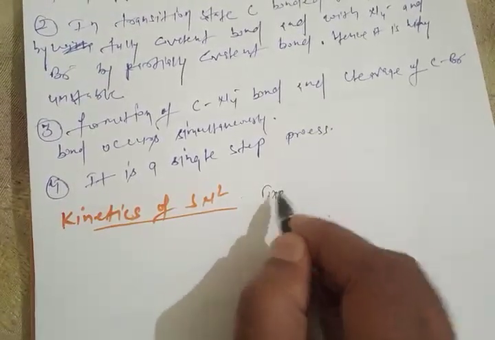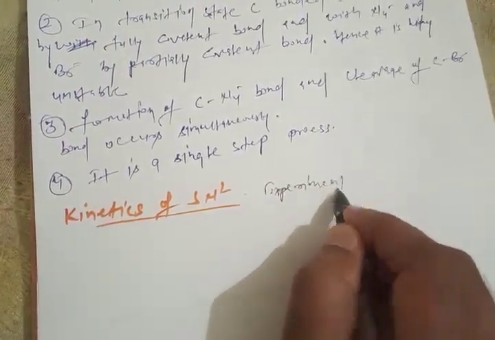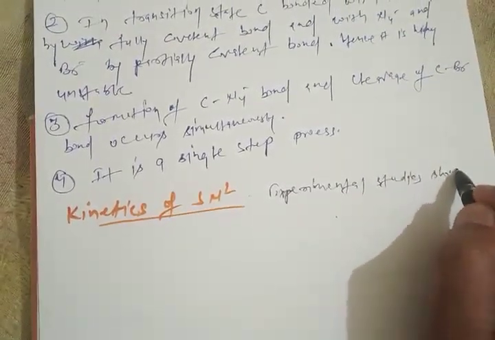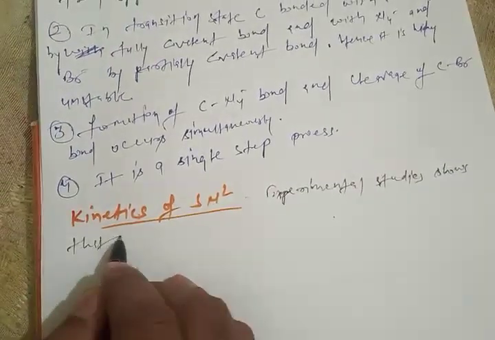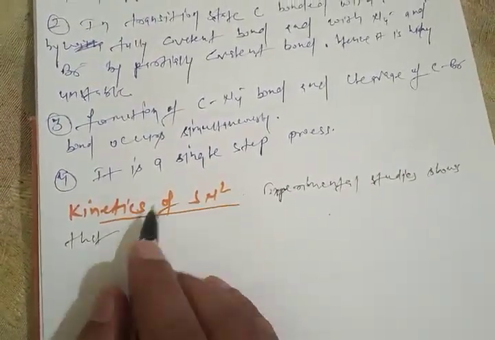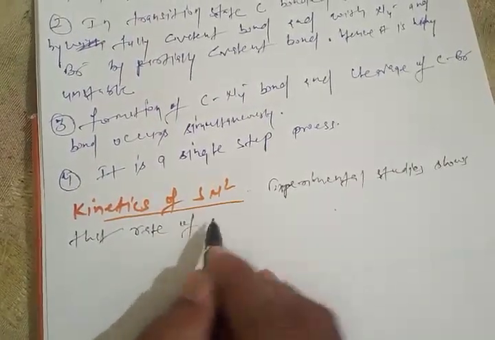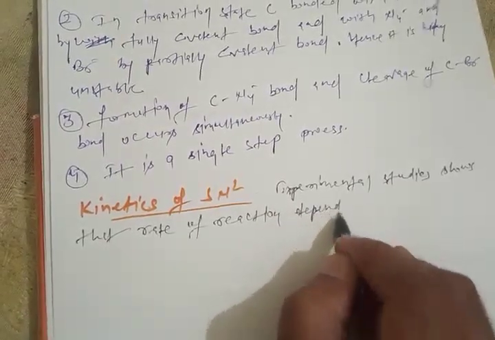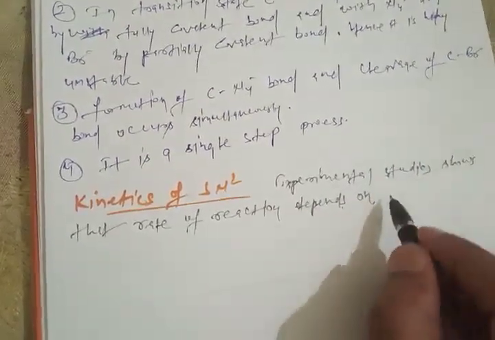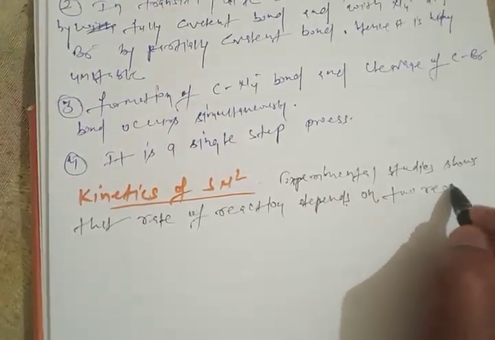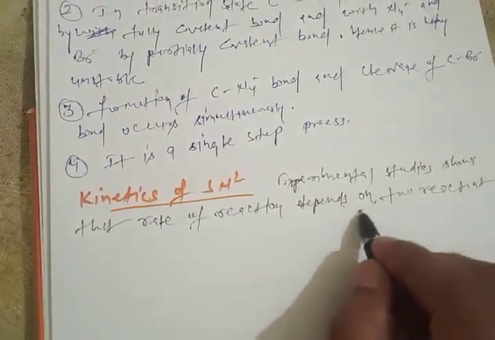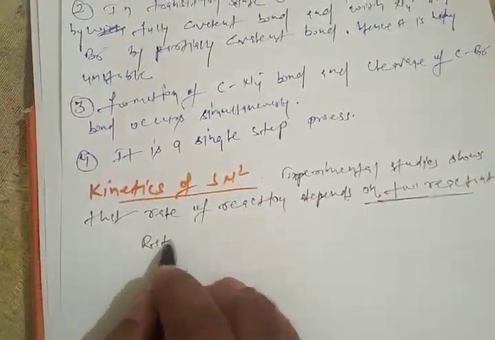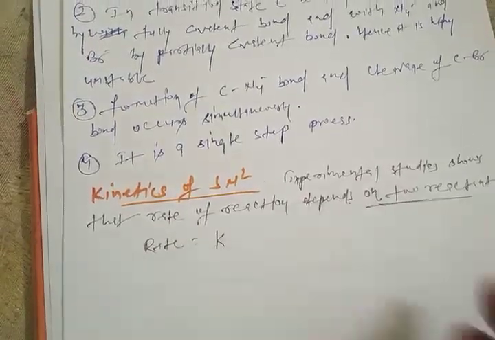So experimental studies show that the rate of reaction depends on two reactants, a point to be noted, whereas in case of SN1 it was only one reactant. So rate of reaction is depending on two reactants. So rate is what? Rate is equal to K, and two reactants is what?